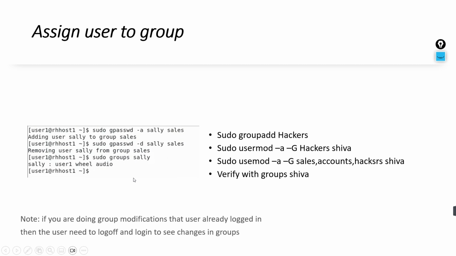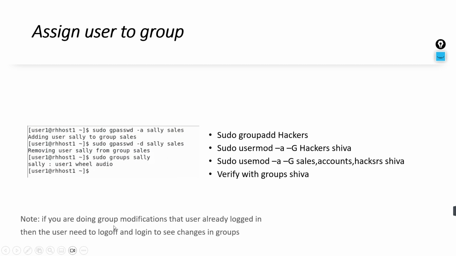And likewise, I'm not going to cover everything, it will take time. For example, if you have a hackers group, accounts group, and sales, and you want to add all these groups to Shiva, you can do that, adding multiple groups at a time. Verify that with the groups command.